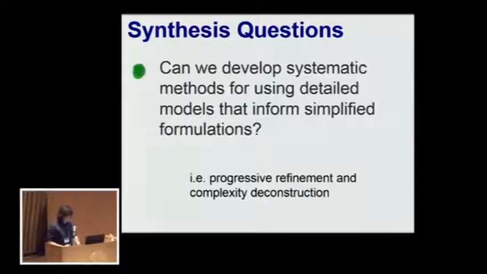And the second question is, can we develop systematic methods for using detailed models that inform simplified formulations? Which is, what if we take a very basic, let's say, reduced complexity model and keep adding levels of complexity until we capture the dynamics we want to understand? That would be a good idea to say, okay, so these are the parameters, or these are the processes that control the dynamics we are studying.